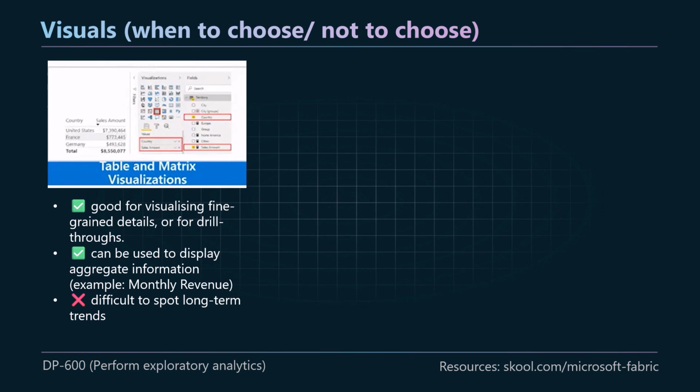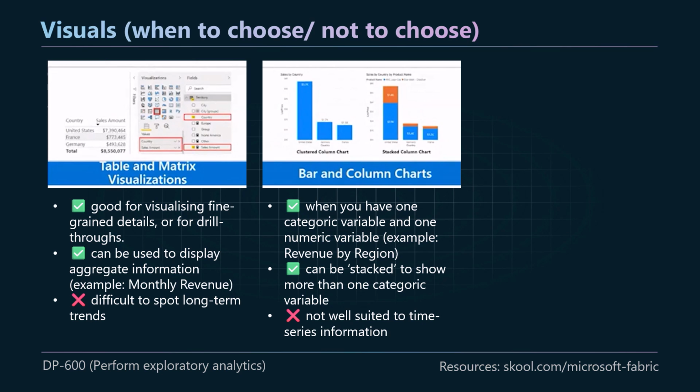So when you want to provide the user the option to drill through to find more detail about a particular metric, you might allow them to drill through, and we'll be talking through that functionality in more detail a little bit later on. They can also be used to display aggregate information, for example, the revenue broken down by month. One of the drawbacks of the table and matrix visualizations is that it's difficult to spot long-term trends, at least visually.